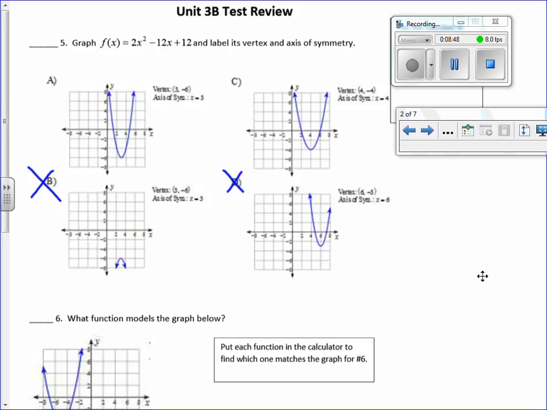All right, so now, where's the vertex? Look at your graphing calculator. Can you just kind of count and see where the vertex is? Looks like it's at 3, -6. Okay, so which one is that? Okay, because this is 3, -6.